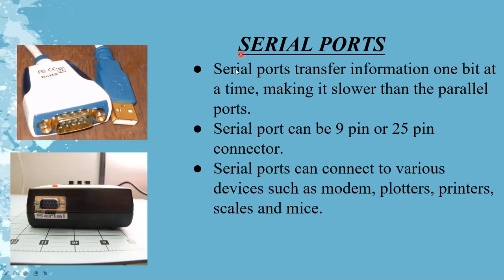So in serial port, 1 pin is used to transfer 1 bit at a time, and other pins are used for the control signals, to control the signals, and 1 pin is used to transmit 1 bit at a time. Why is serial port slow? Because it transmits only 1 bit at a time, right?